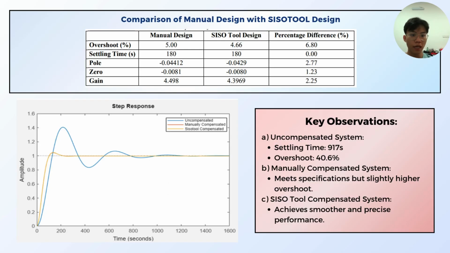When comparing the two designs, both manual and SISO tool approaches successfully met the design specification. The step response for both is almost identical and overlapping on the step response plot, which validates the accuracy of our manual calculation. Both manual and SISO tool designs have significantly reduced the overshoot. However, the SISO tool design did achieve a slightly lower percentage of overshoot of 4.66%. And this shows that fine-tuning with MATLAB can be easier and provide better results.